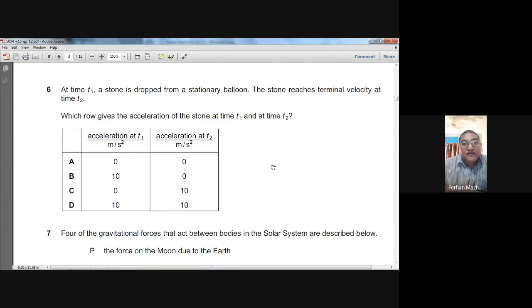You see, when the stone starts falling at t1, there will be no air resistance. The only force acting on it will be the weight of the stone. So the resultant force will be equal to its weight. That's why the acceleration will be 10 meter per second square. But at t2, when it has reached the terminal velocity, the air resistance and the weight will be equal to each other. The resultant force will be 0. Because the resultant force is 0, the acceleration of the body will also be 0. So at t1, the acceleration will be 10 meter per second square. At t2, the acceleration will be 0 meter per second square. For question number 6, the choice is B. I hope you understand this.